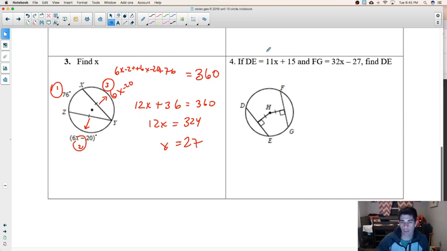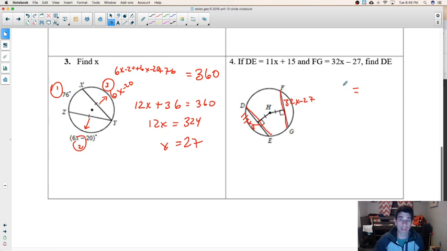Now let's take a look at that second part of it. So it says DE is 11x plus 15, and FG is 32x minus 27. A lot of people are just going to look at this and say, well, here's a chord and here's a chord, and since they're giving it to me, that must be equal. Well, obviously, because that's what we're working on today.